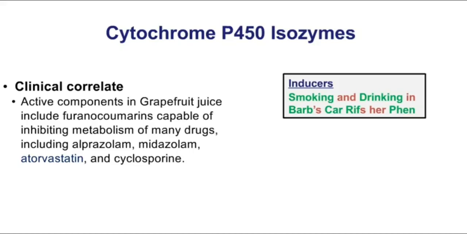Now rifampin. Maybe my favorite inducer for your exam is rifampin, a popular antibiotic, anti-tuberculosis type drug, and then phenytoin, an anticonvulsant. So those are my inducers: the hydrocarbons from cigarette smoke, chronic ethanol, barbiturates like phenobarbital, carbamazepine, rifampin, and phenytoin.